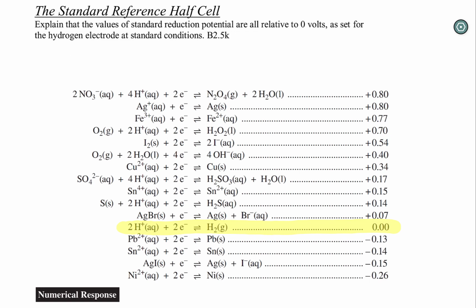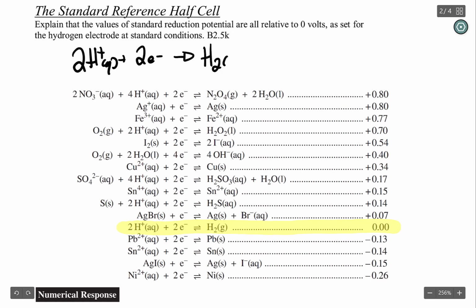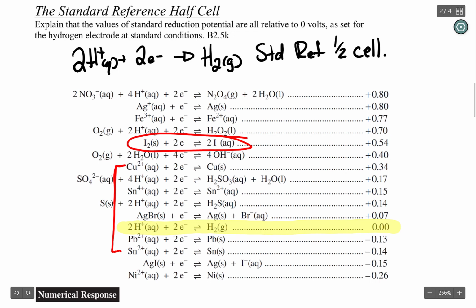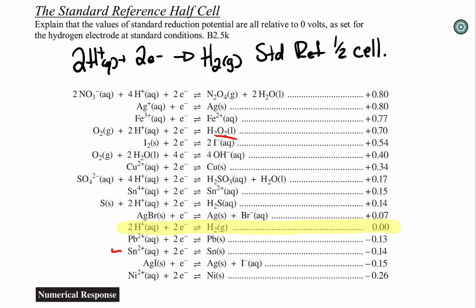So this simple reaction, 2H plus aqueous plus 2 electrons becoming hydrogen gas, is called the standard reference half cell. What we're going to do is look at a couple of different types of questions using the standard reference half cell. One of the questions will be, say, I have a cell made up of tin and copper, but say iodine is maybe the new reference half cell. What would that do to the electric potential? The simple answer to that is nothing.